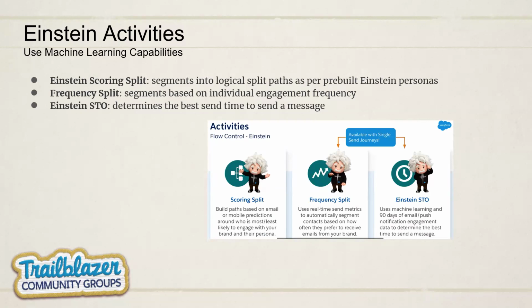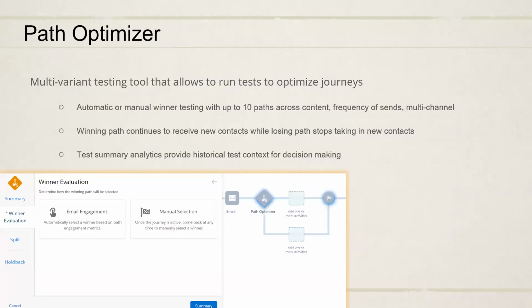So I see this often used in many of the client instances, where they will send out the messages, but they will wait until this Einstein activity, STO, to make sure that the email is landing, or the communication is landing, on their devices at the appropriate time. So now we jump into another important feature, the path optimizer.